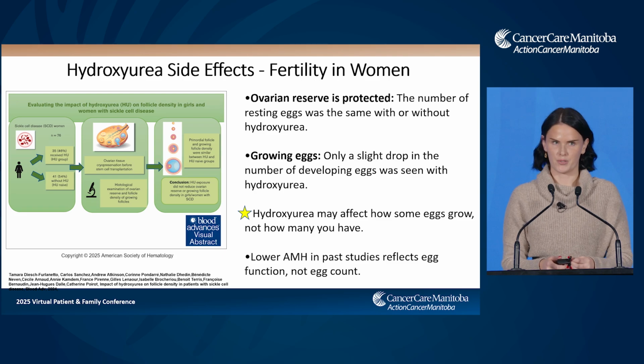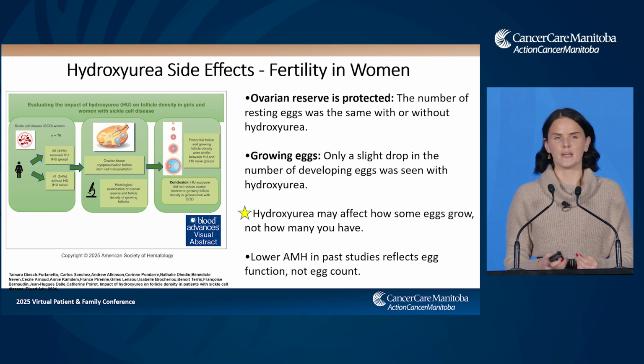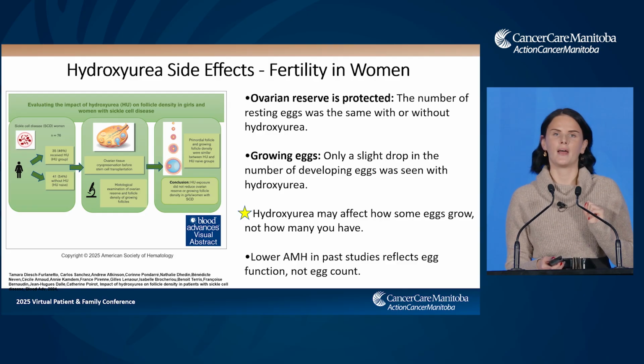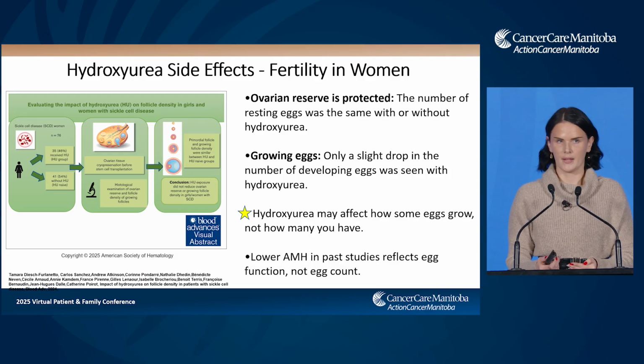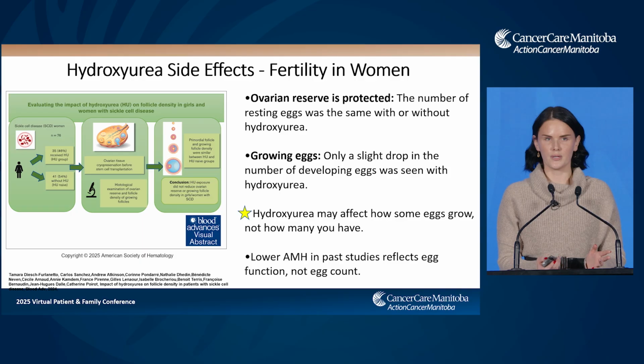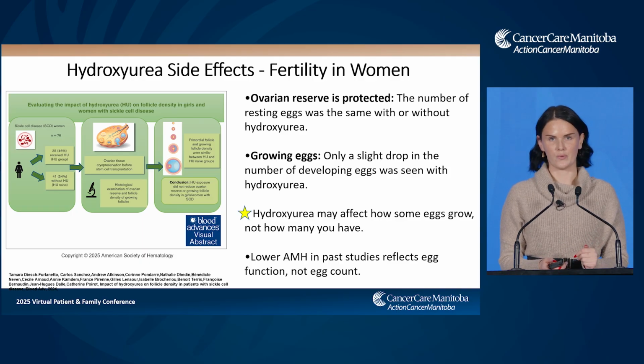And that was a really good opportunity to see if there's any differences, because it's long been thought that the low hormone AMH that occurs when you're on hydroxyurea means that it was harming fertility. What this study actually found is that it is more reflective of egg function, not egg count. So they found that the number of resting eggs was the same, regardless of if you were on the drug, and there was only a slight drop in the number of developing eggs in the patients on hydroxyurea. So in other words, it affects how they grow, but not how many you have.